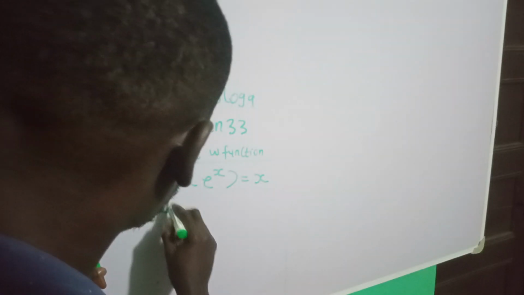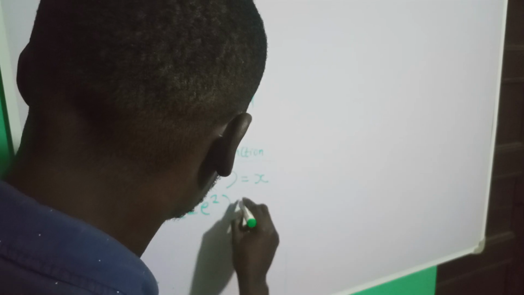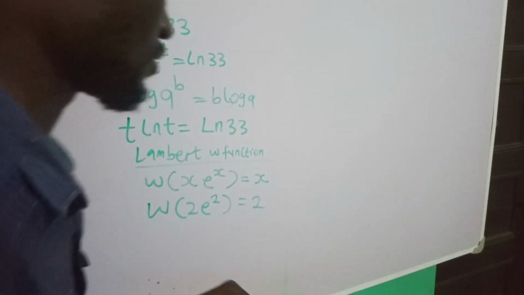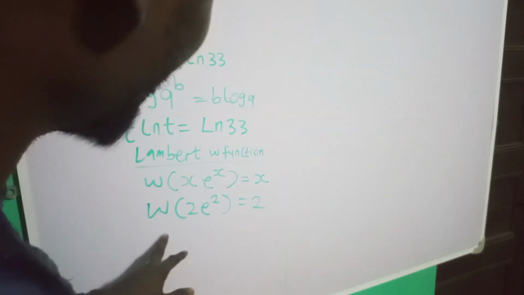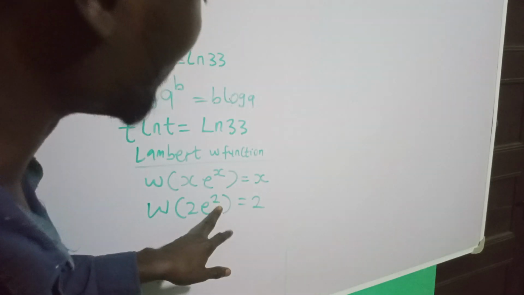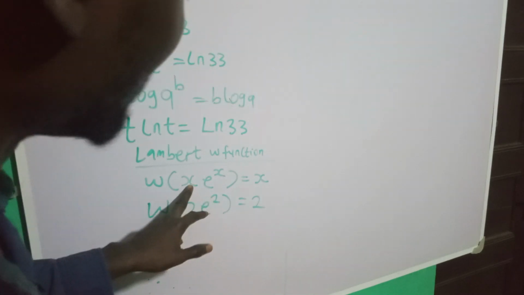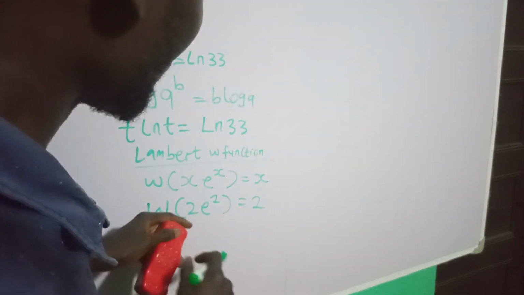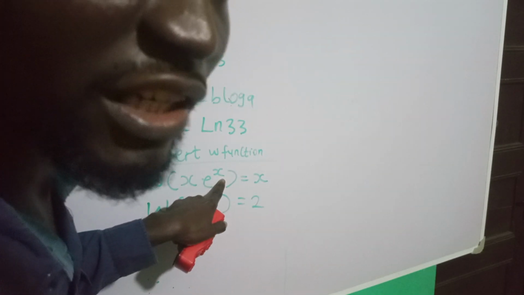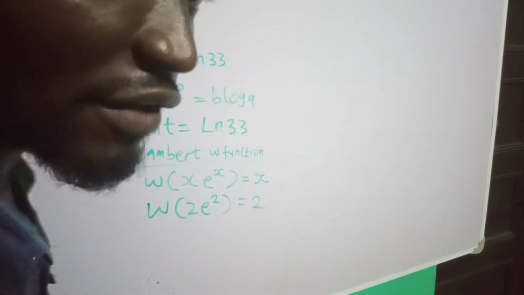If you have, now look at this, you can see that we have 2 as the coefficient of this e, and this 2 is still raised to the power of 2. What you are going to get is still the same 2. Like we have here, we have x as the coefficient of e, and this x is still raised to the power of x. So what we are going to get will be x.